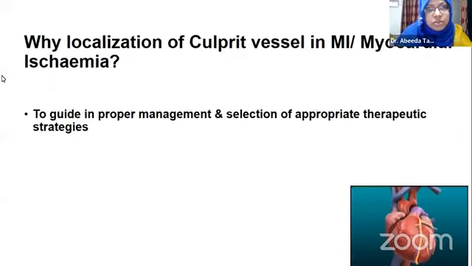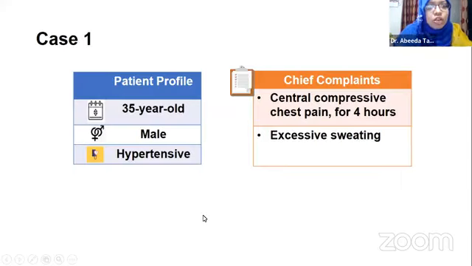So today, we need to know why localization of the culprit vessel in myocardial infarction or myocardial ischemia is very, very important, because it helps us decide proper management and select appropriate therapeutic strategies in myocardial infarction patients. So let us start with our first case.